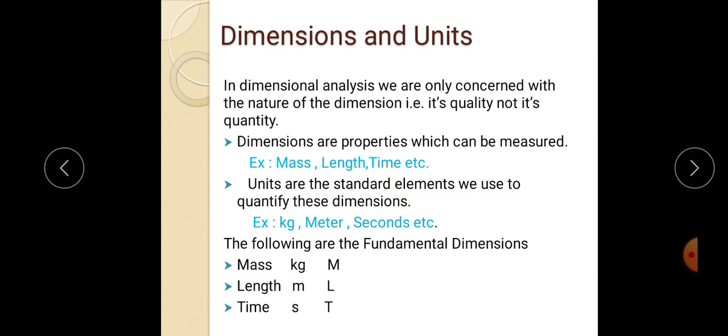Suppose we want to quantify mass, so what will we use? We will use kilogram, pound, or gram. I have written kilogram here in MKS. Similarly, for length, we can use meter, centimeter, kilometer, feet, inch, whatever. In MKS, it is meter. Similarly, for time, it is second. If we take temperature, it's Kelvin or degree centigrade, depending upon the type of system we will be using in our problems. Here I have written all in the MKS system.